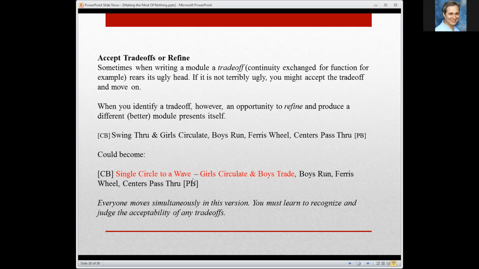So this is an equivalent. The single circle to a wave and the boys trade is equivalent to swing through. And just to capitalize on the masking of the timing of the girls circulate, I would call it single circle to a wave and girls circulate, boys trade. And they all sort of end up at the same time. Boys run, Ferris wheel, centers path through. So in the end, basically, you as the caller have to judge whether the trade-off that you introduce by changing a module is ugly enough to change it. And just for the fun of it, you should try to find all different kinds of variants, and maybe you'll come up with a gem.